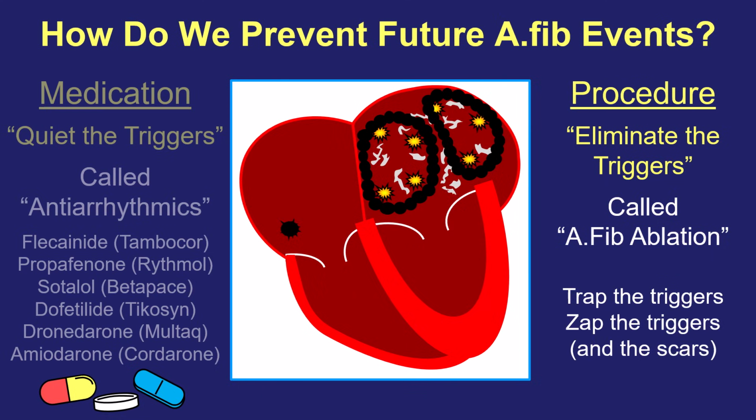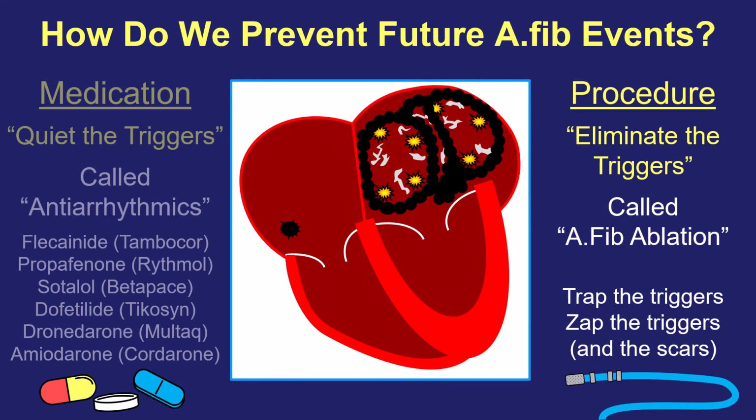And whether we trap the triggers or zap the triggers, that is the main strategy for an A.Fib ablation. We also will often look for areas of scarring, and sometimes we'll do ablation in other areas too, on the back wall of the left atrium or in other places where we find scarring that we think may be contributing to atrial fibrillation. And of course, we don't use a laser pointer in order to do this.